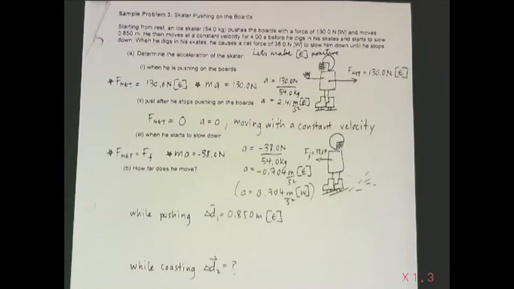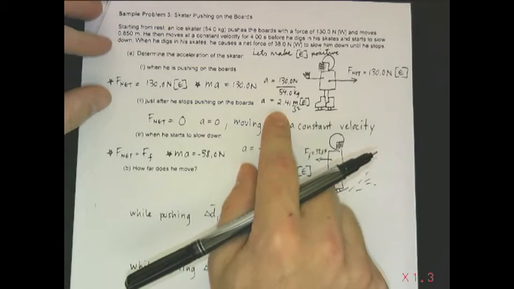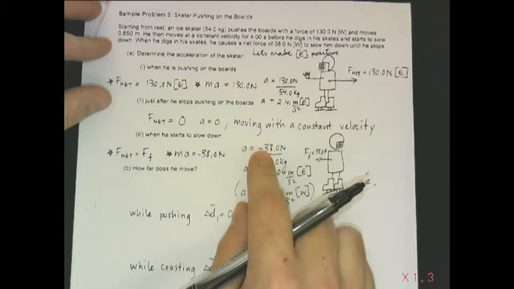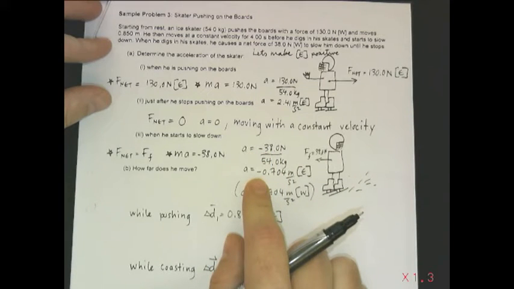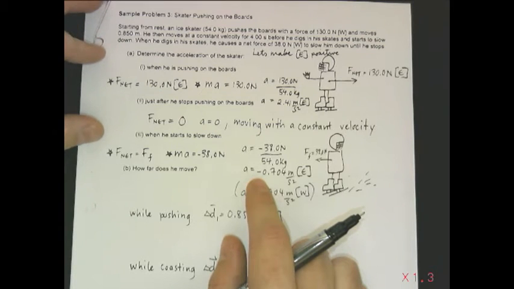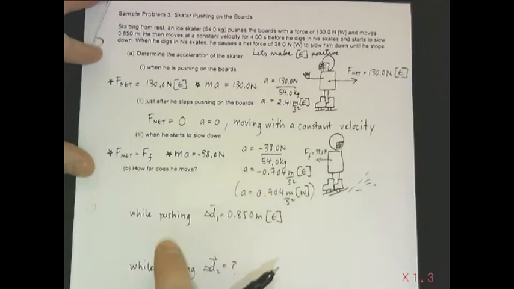So we'll be continuing with sample problem number 3. We've determined the acceleration of the skater while pushing on the boards, while coasting, and again while slowing down. So we're going to use this information to determine the displacement covered while pushing, while coasting, and while stopping.